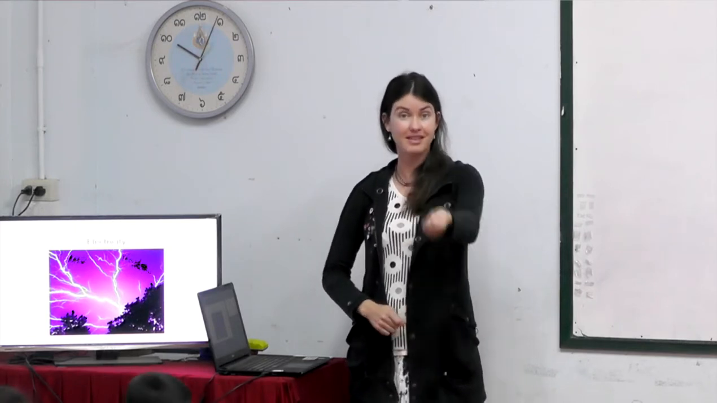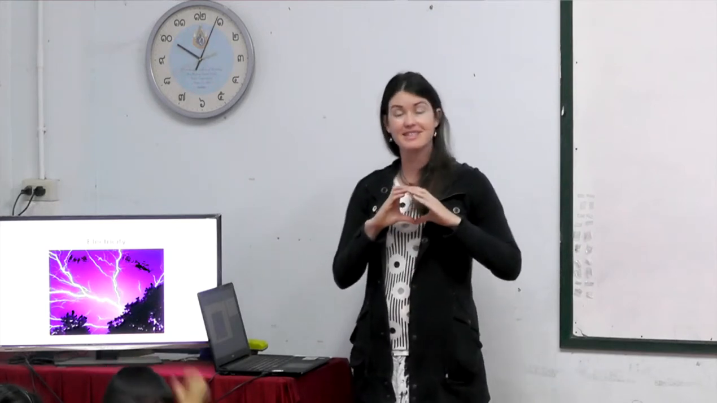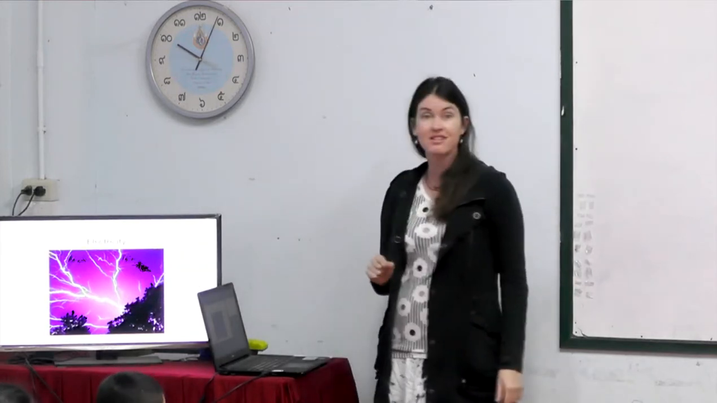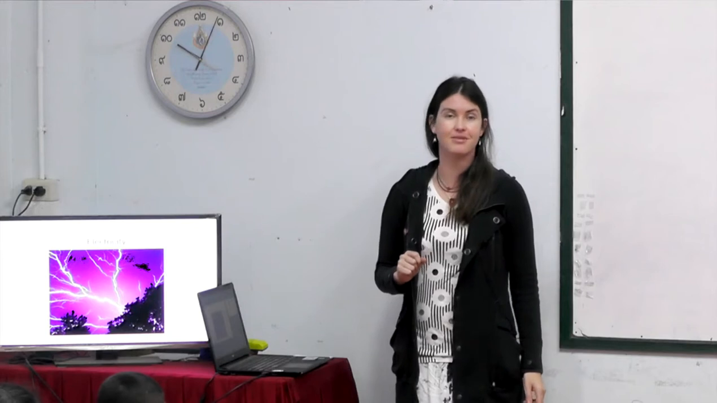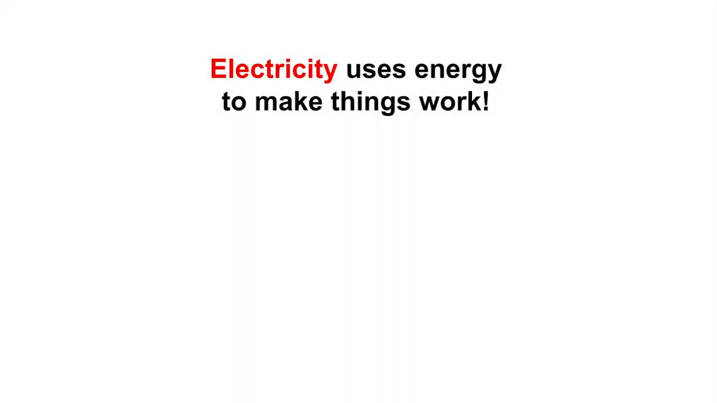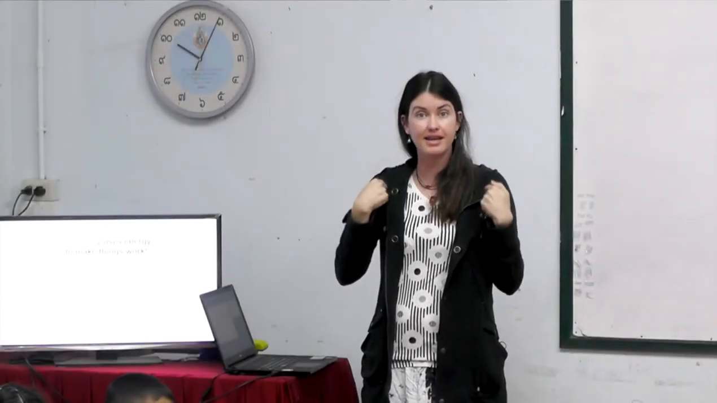And electricity is different kinds of energy. Like when we plug things into a wall, or if we use batteries, or even in nature, sometimes lightning will have electricity. So there's a lot of different kinds of electricity that we already have talked about in our last science lesson. So electricity uses energy to make different things work.